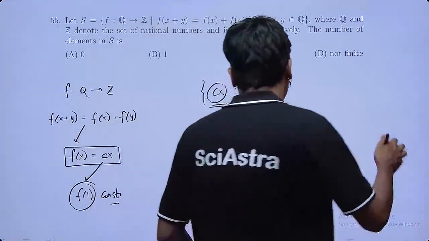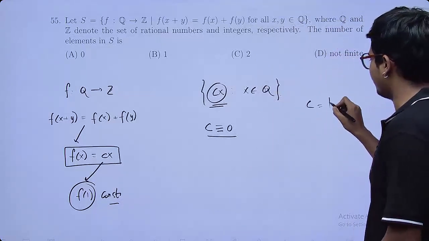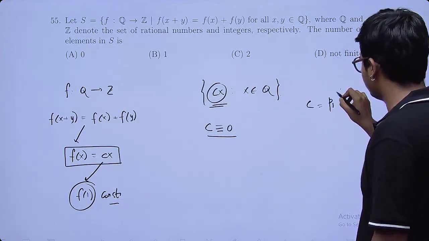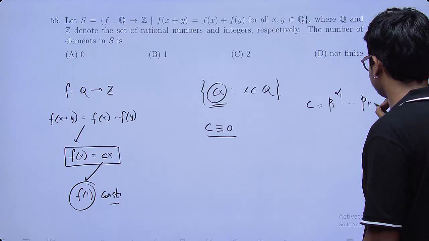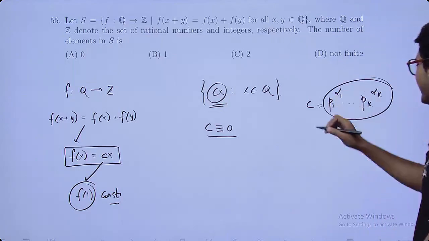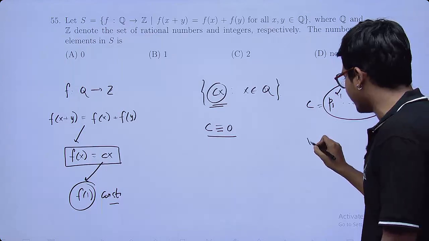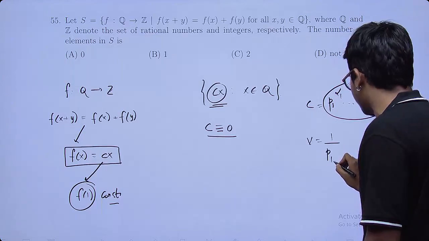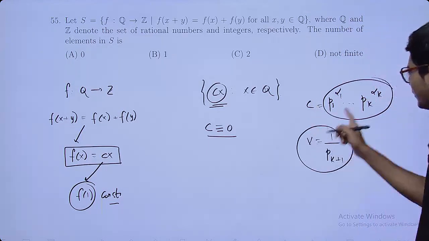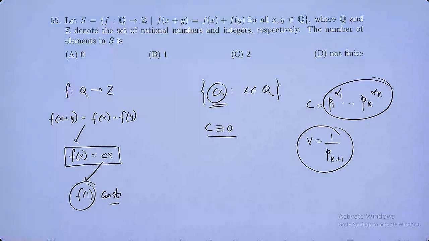I mean, I can do it more rigorously. You can just take the prime factorization of c if you want. It only has finitely many primes, right? So if I take any prime outside this, if I just take x to be 1 by the next prime, let's say p_k plus 1, then cx is no longer an integer, right? Do you understand? That's the point.